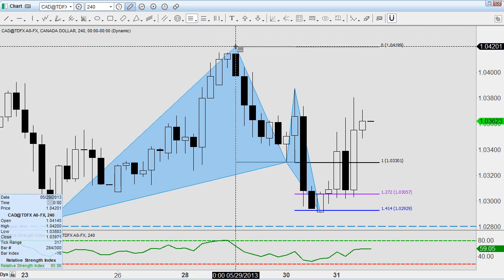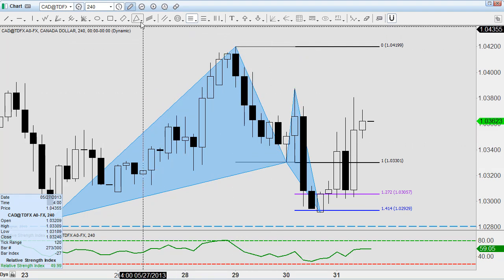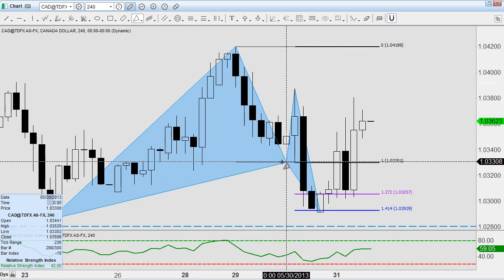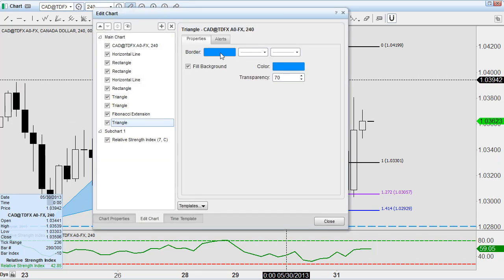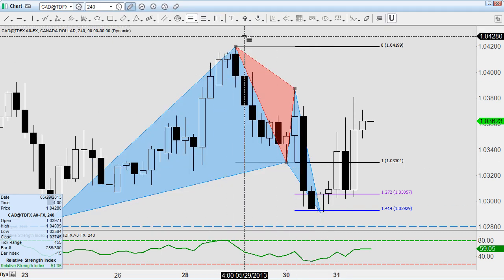What do we need to see? Well, let's draw in the first part of the move. Let's grab our triangle tool. We go swing high to swing low and back down in. Let's relabel this. Let's make it red. Okay. And now we're going to look for the second half of the move.